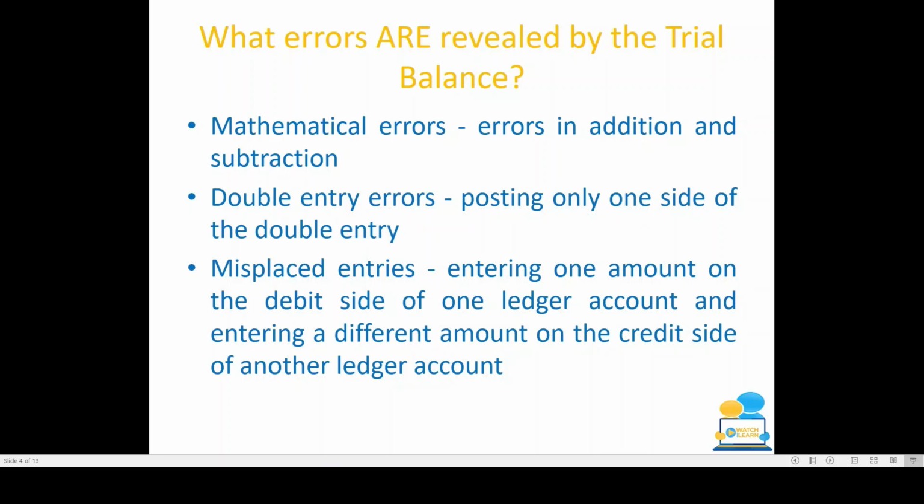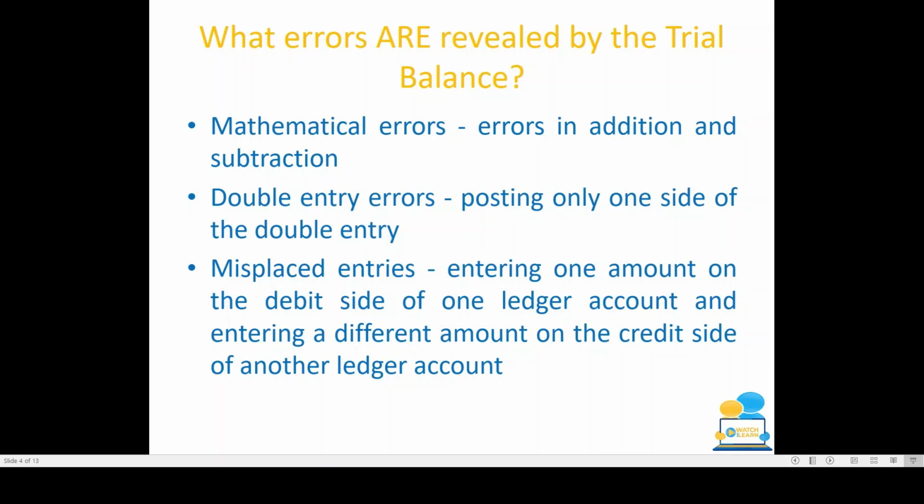So some errors are revealed by the trial balance and some errors are not revealed by the trial balance. The errors that are revealed by the trial balance are mathematical errors, simple errors in addition and subtraction, double entry errors, posting only one side of a double entry, because then obviously your trial balance won't balance. One side will be bigger than the other if you only post a one side entry.